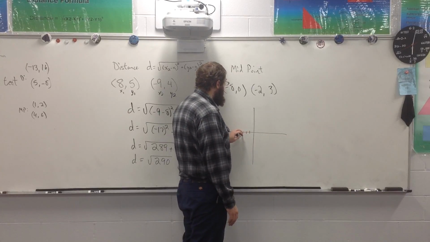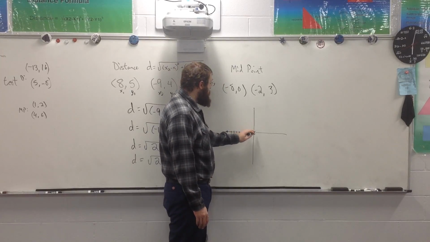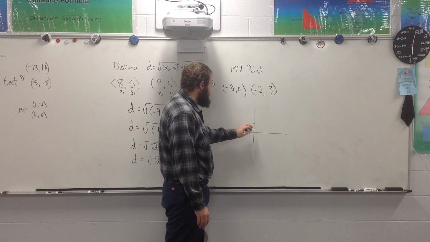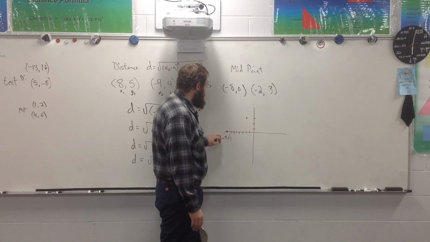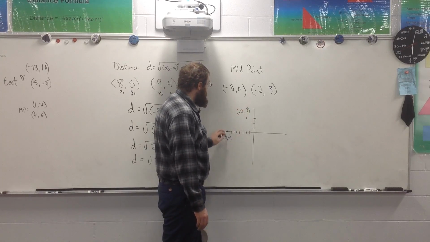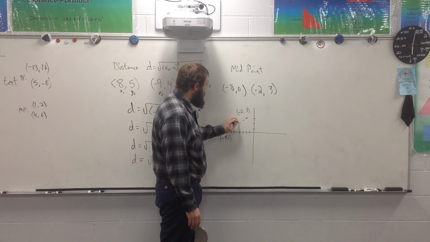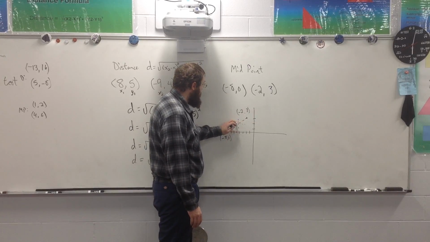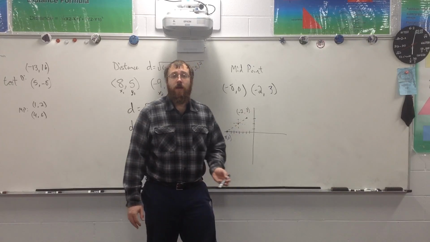So if I go to -8, 0, and up to -2, 3: -8, 0, and -2, 3. If you just find the center between the two, so the center x's and the center y's, that will give you your midpoint on that line.